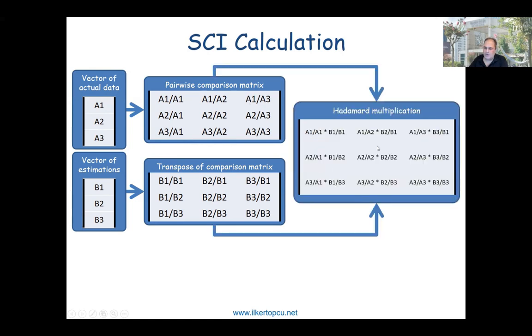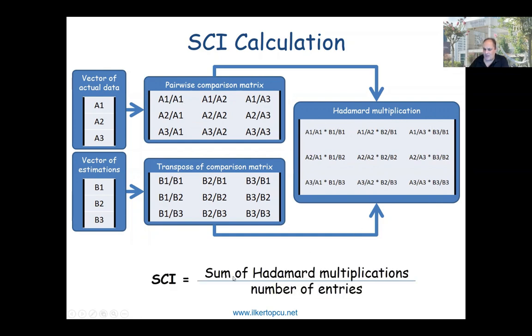And then you use Hadamard multiplication. Most probably, if you're not familiar with ANP, this is the first time you are hearing about Hadamard multiplication. At least I was. Some people like that. Hadamard multiplication means multiplying entries in the same position. The first row, first column is multiplied by the first row, first column of the other matrix. And you have 9 entries again. You get the average value of these entries. It is the Saaty compatibility index.